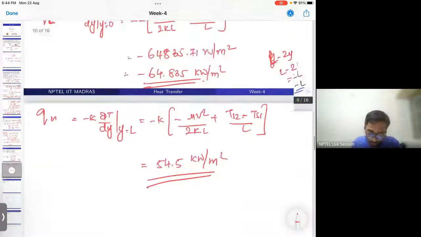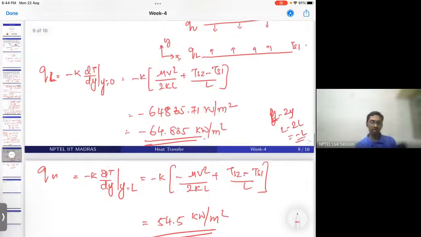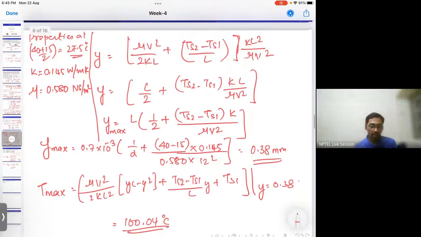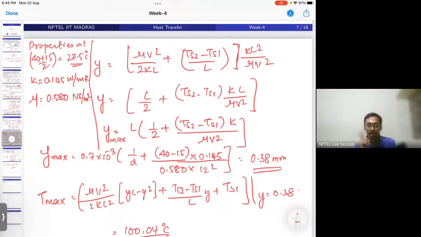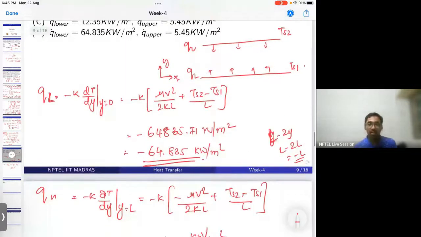If you can see that the heat fluxes are different. If you take the temperature of the upper plate and lower plate as the same, then the difference that is going to happen mainly is the y max will be at L by 2. That is the middle distance, and also the values of heat fluxes will be the same.